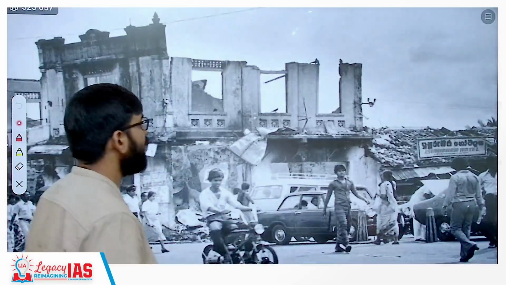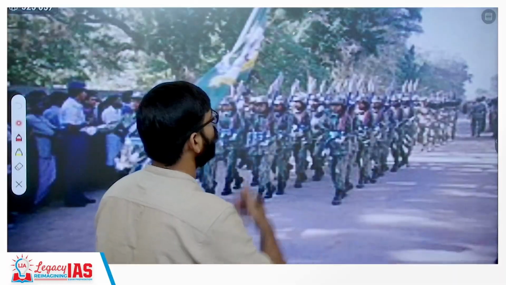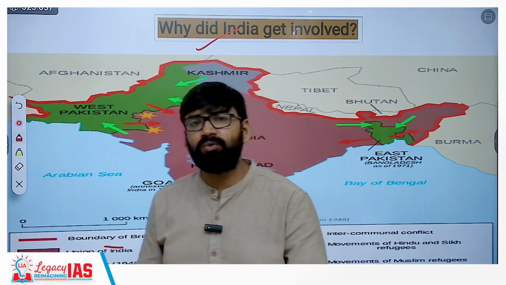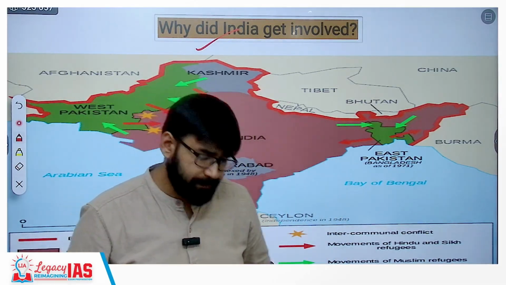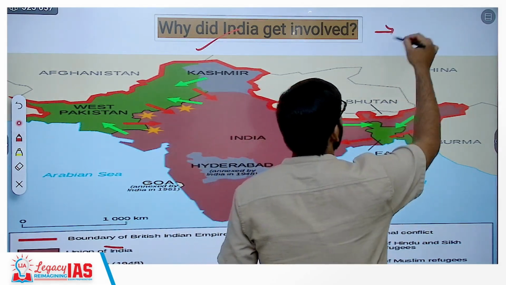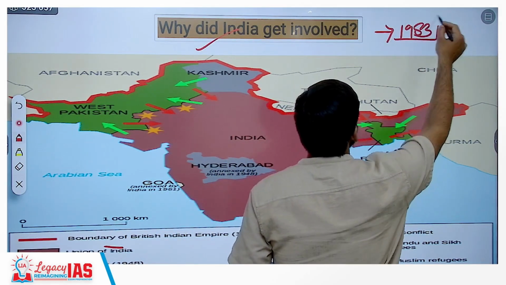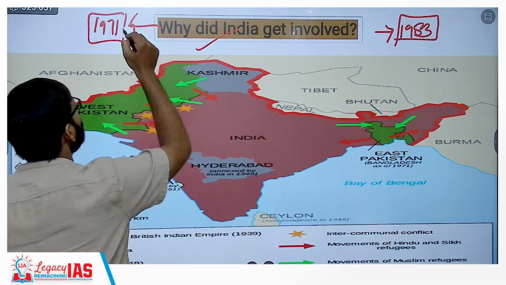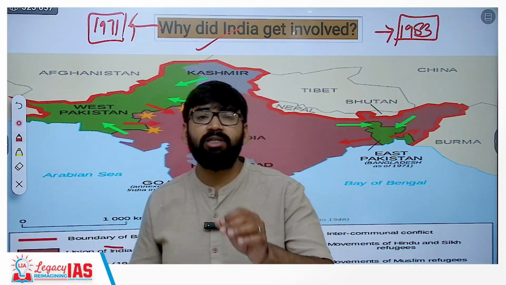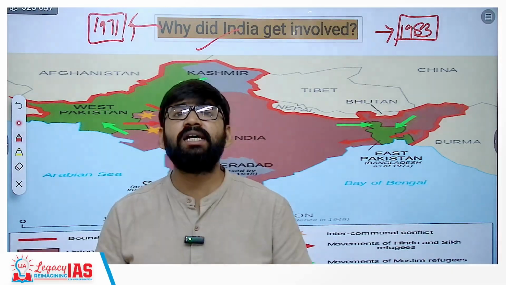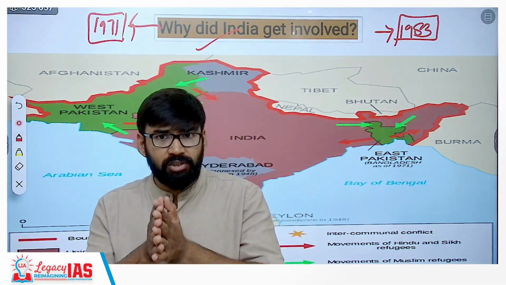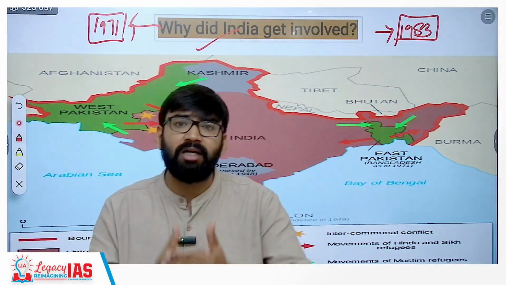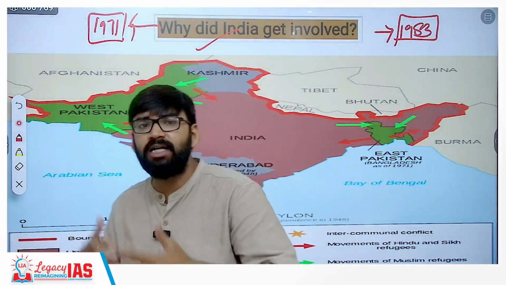Now the question arises: why did India get involved? We need to understand this. What was the background during this time period? Though the civil war started in 1983, we should not forget the event of 1971, the Bangladesh Liberation War. India had successfully helped Bangladesh gain independence in 1971, so India thought that it could solve other regional conflicts as well.